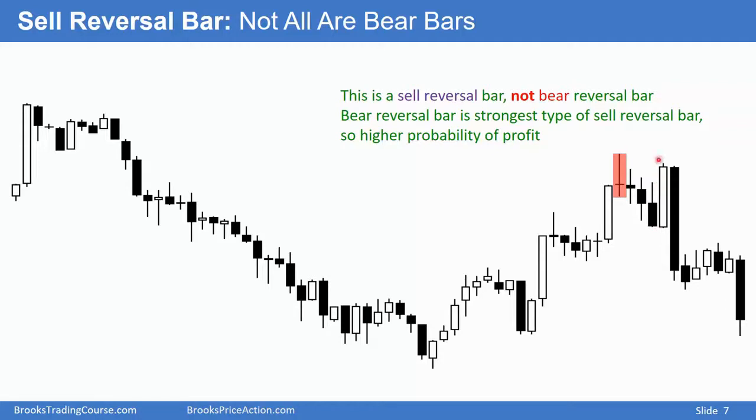bar. We tried to reverse up here. We got a small double top. Traders will sell below that bar and get filled right here. This is a sell reversal bar, but not a bear reversal bar. So it's not as reliable.